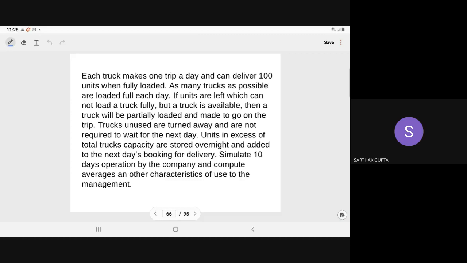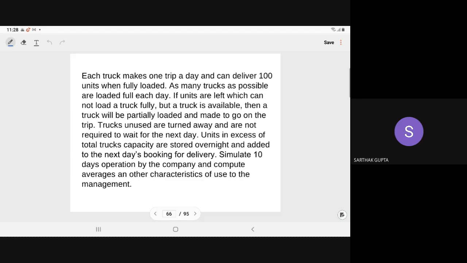Units in excess of total truck capacity are stored overnight and added to the next day's booking. If trucks are more than the booking, then the trucks will go back, right? But if bookings are more than the available trucks, we have to store those booked units overnight, and add those units to the next day's booking, so that on the next day we can transport them and deliver them.